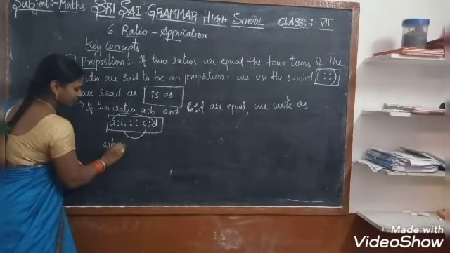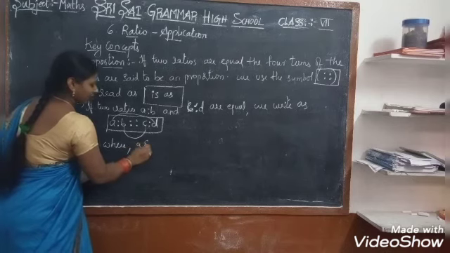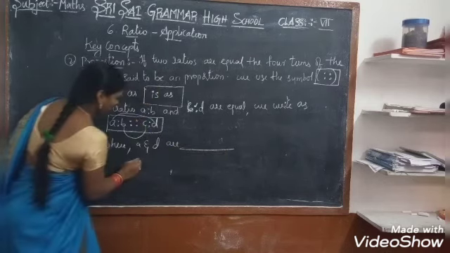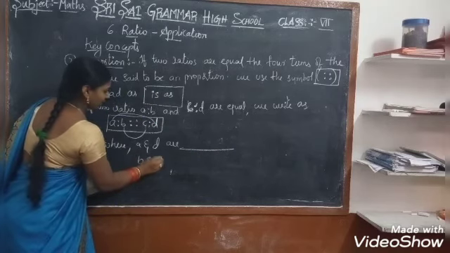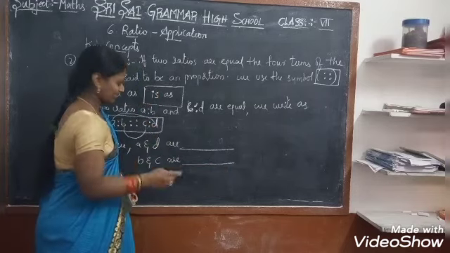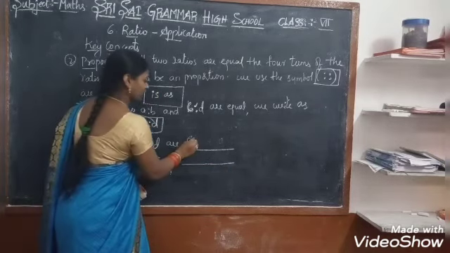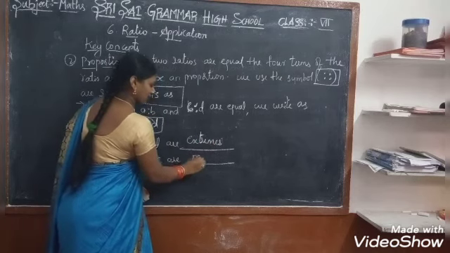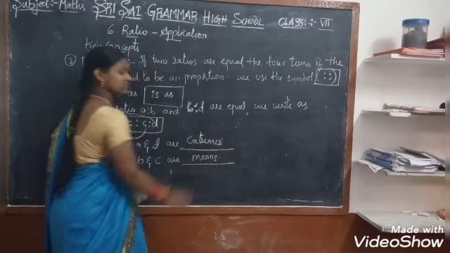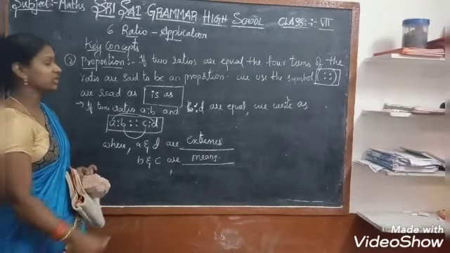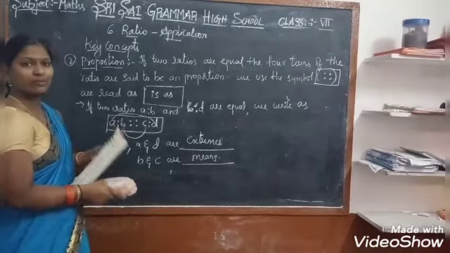Where A and D are extremes and B and C are means. Yes? B and C are means. Understood? Now, understood about the proportion?